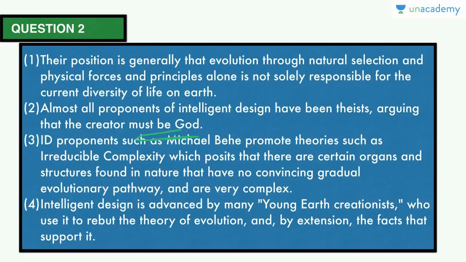Okay. ID proponents such as Michael Behe promote theories such as irreducible complexity, which posits that certain organs and structures found in nature have no convincing gradual evolutionary pathway and are very complex. Okay. Intelligent design is advanced by many young Earth creationists who use it to rebut the theory of evolution and, by extension, the facts that support it.